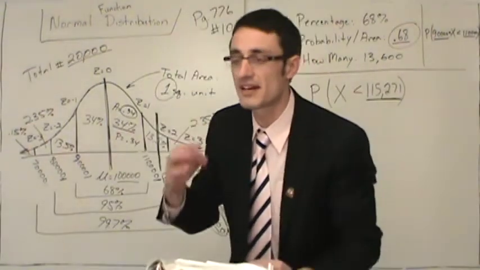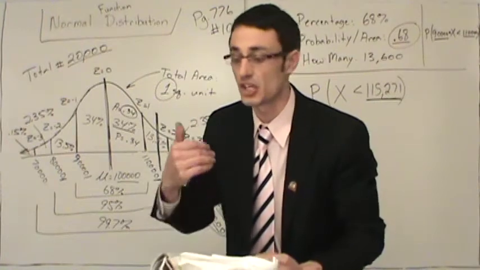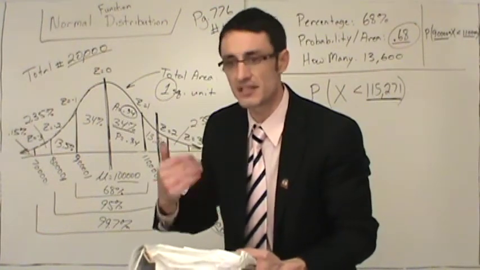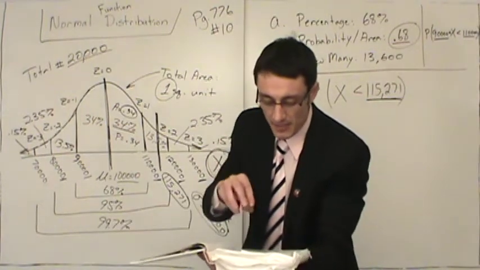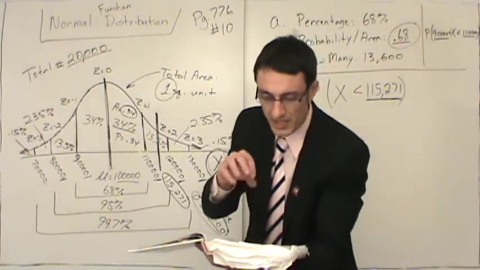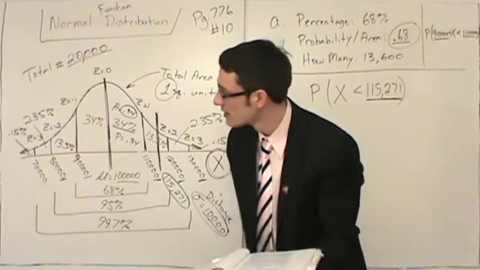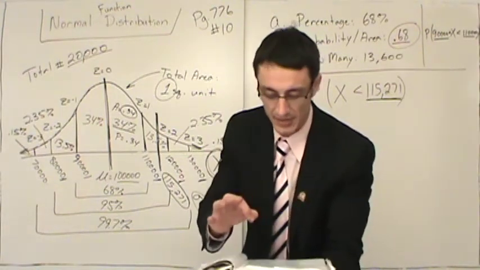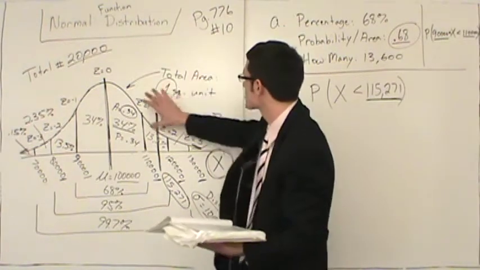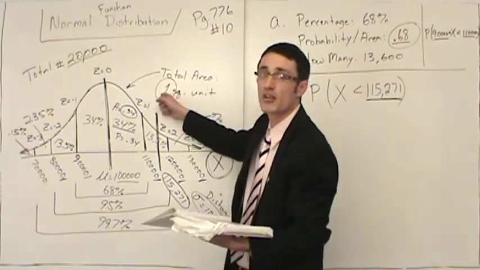So what does the z-table give you? The z-table gives you area. And the areas are going to be partial areas that are smaller than 1.